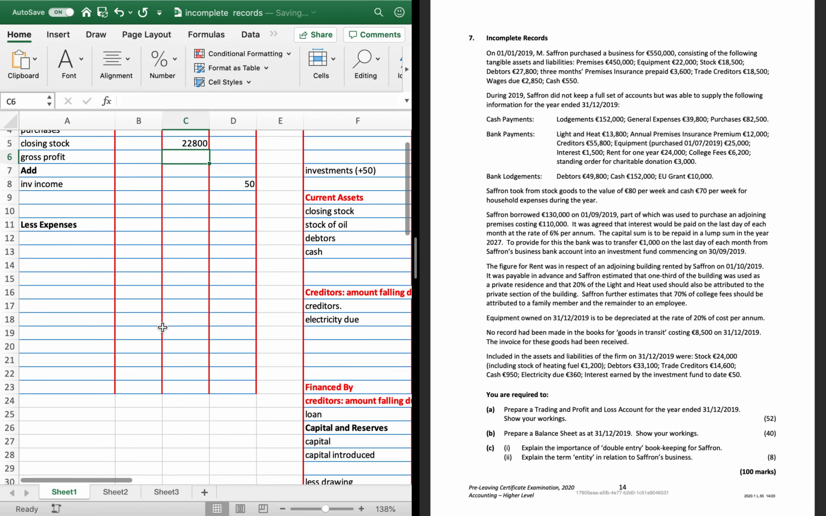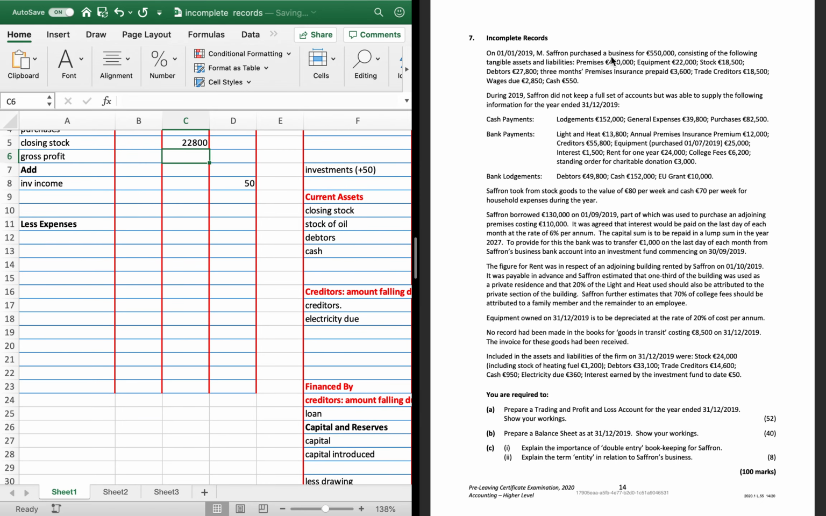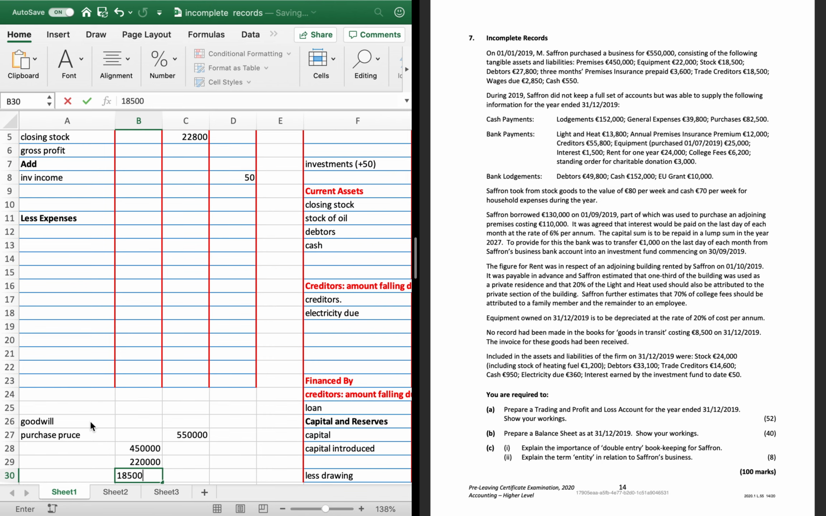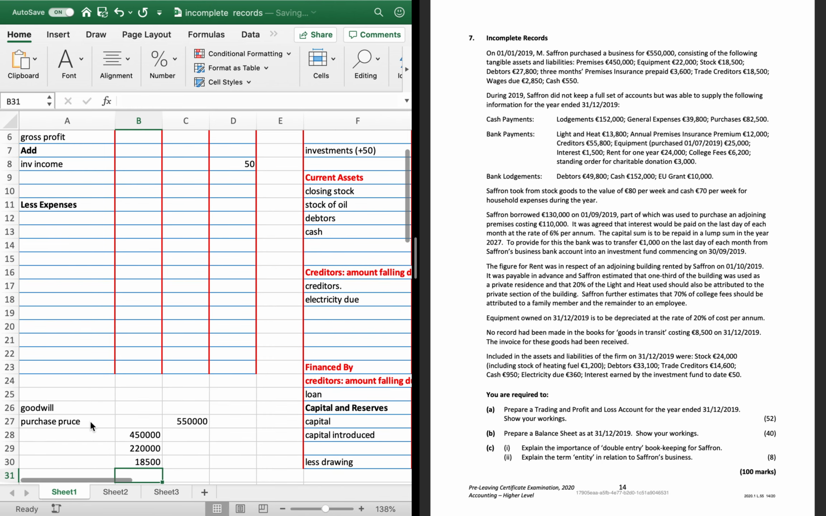Once we have that done, we have to work out the goodwill of the business. He bought a business for 550. You can assume that it's not going to be exactly worth 550. So for the goodwill, we compare the value of the purchase price, which is 550, and we take away from that the assets and liabilities of the business. So we've got 450 for premises, which is an asset, 22,000 for equipment, which is an asset, 18.5 for stock, an asset.